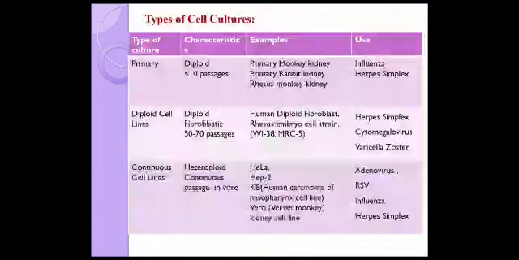So this slide is just to show you all the difference between the primary, diploid, and continuous cell lines. As I told you, the number of passages which can be done is less than 10 for primary, 50 to 100 for diploid, and continuous for the cancer cells which are used for continuous cell lines. And the second column shows you the various examples of these different cell lines and where they can be used.